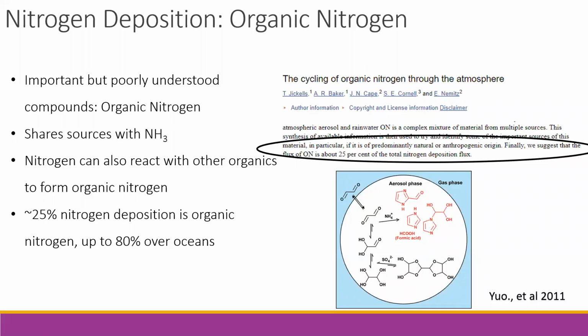Organic nitrogen makes up approximately 25% of total nitrogen deposition flux, at least according to this study, and it can make up to 80% over marine ecosystems. And organic nitrogen is not regularly monitored, or these compounds are not regularly identified. So there's a lot about these processes that we don't know right now. So this remains a very significant uncertainty within nitrogen deposition.